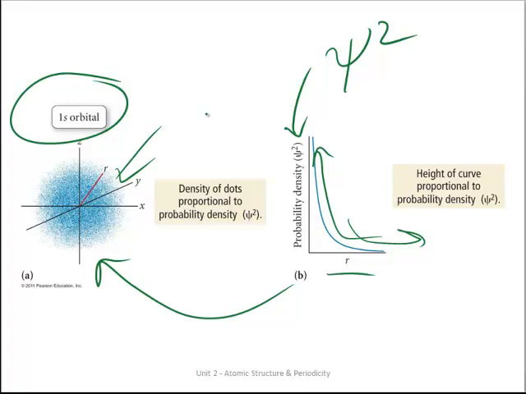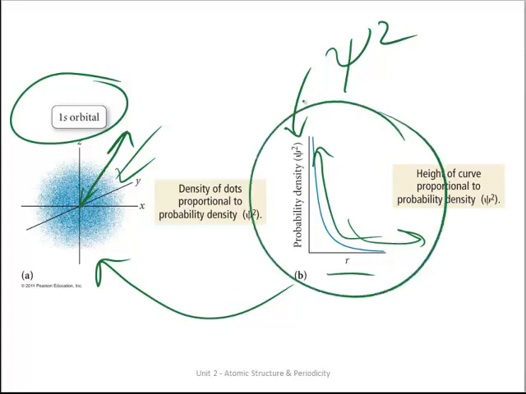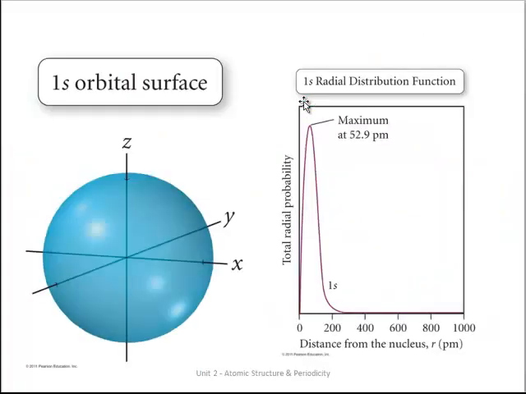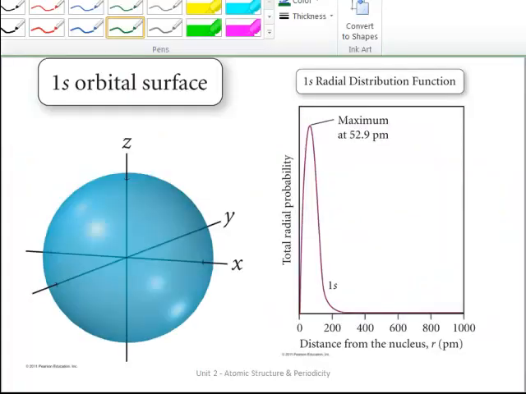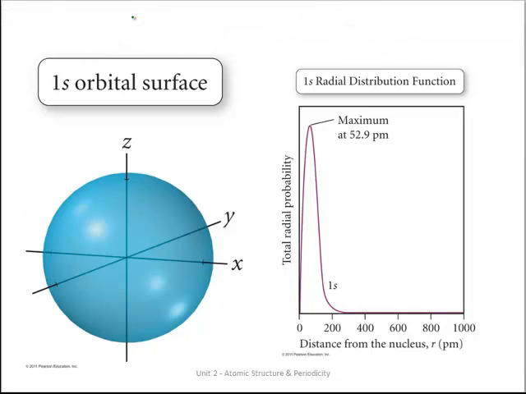Each of those corresponds to a dot or a probability of finding an electron. So you can see that the density increases as we go closer to the nucleus and decreases as we go further away. If we turn the probability density plot into a radial probability density plot, you get something that looks like that.